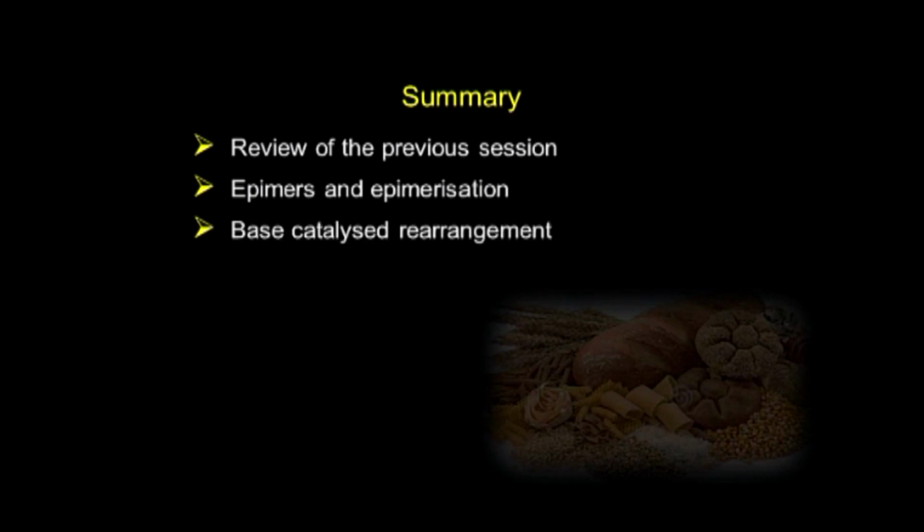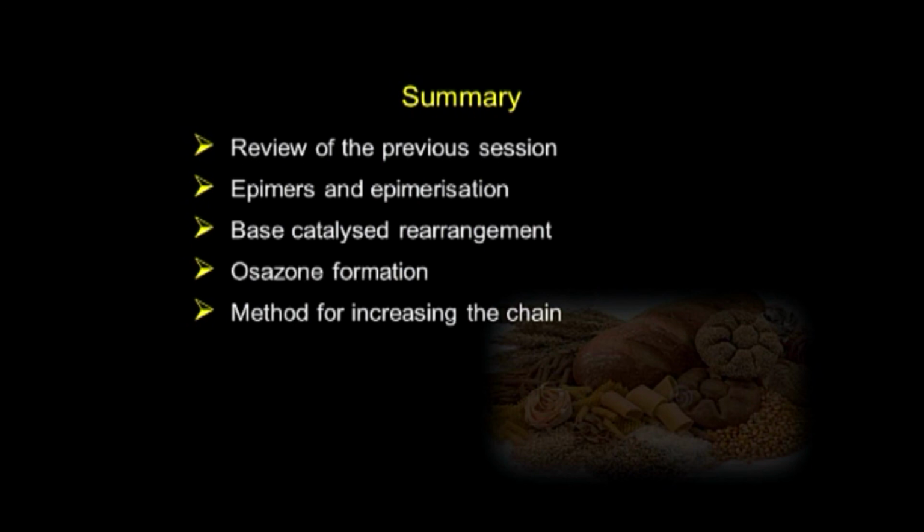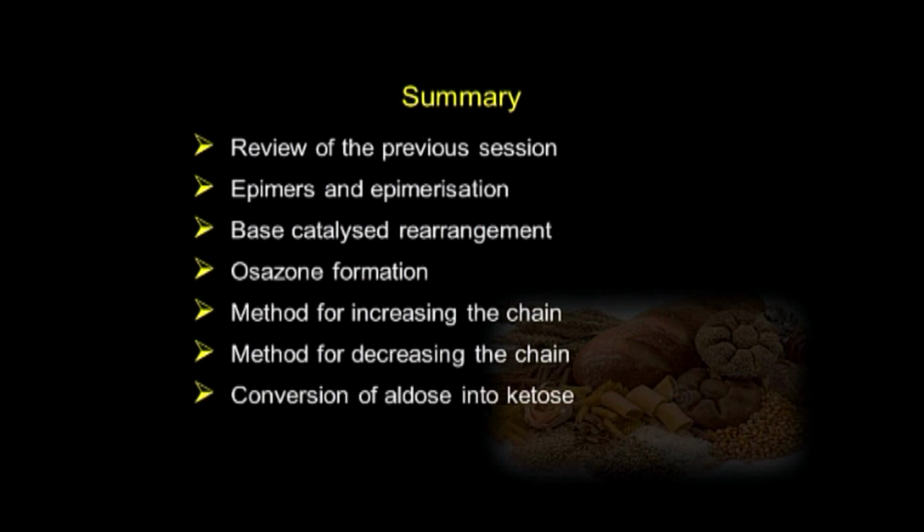Then we discussed the base catalyzed rearrangement, that in presence of base, whether we start from an aldose or a ketose, ultimately we will end up with a mixture of products. We discussed formation of special derivatives, osazones, from aldoses as well as ketoses as well as some disaccharides, that they react with 3 molecules of phenylhydrazine to give these solid, crystalline derivatives, which are called osazones. Then we discussed how to increase or decrease the chain length in carbohydrates, and finally how to carry out conversions of aldose into ketose and ketose into aldose.